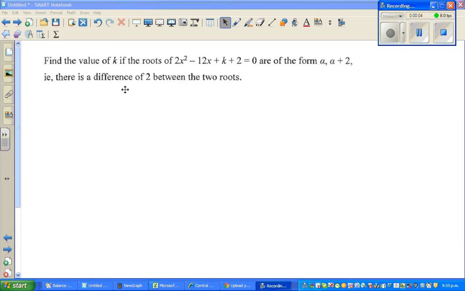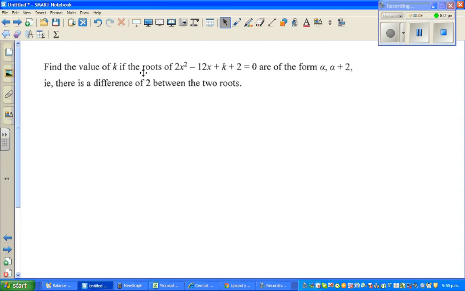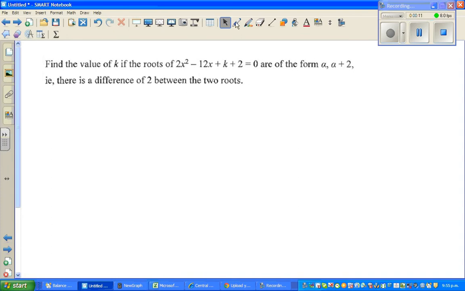In this video, I'm going to prove two useful results when you're solving quadratic equations. So let's read this question. It says: find the value of k if the roots of this equation, 2x squared minus 12x plus k plus 2 equal to 0, are of the form alpha and alpha plus 2. That is, there is a difference of 2 between the roots.